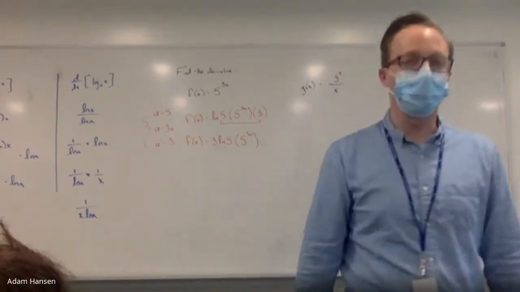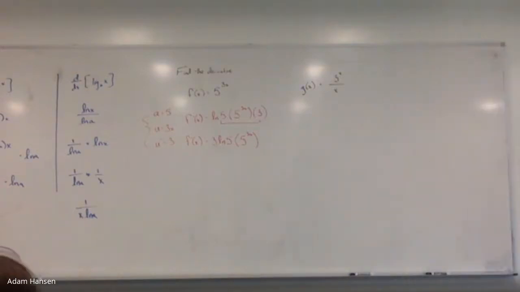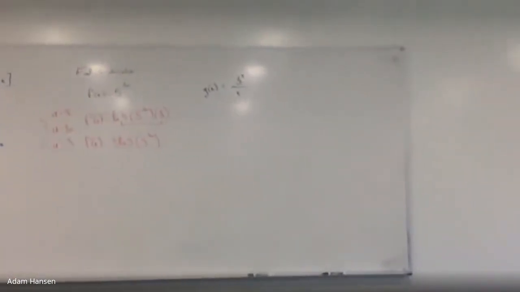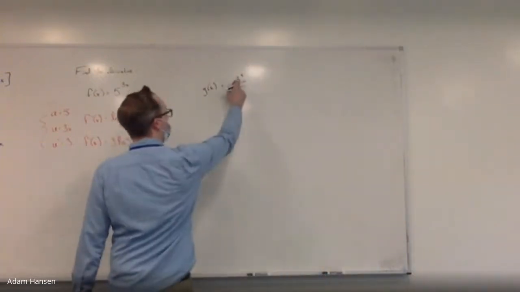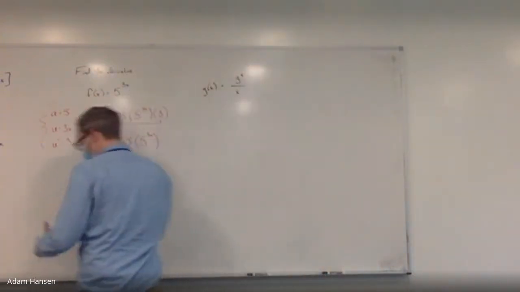Well, 3 to the x over x. Let's practice a little quotient rule. Why is this quotient rule? It's top and bottom, right? Low and high. I say the quotient rule to myself: low d high minus high d low all over low squared. Except one of those two functions, the one in the numerator, is in base 3. It's an exponential function in base 3.